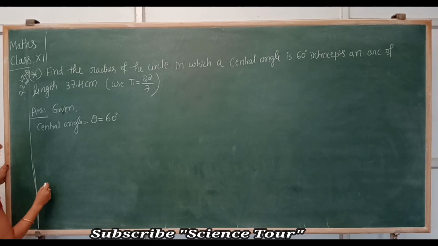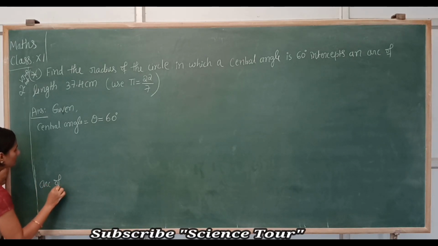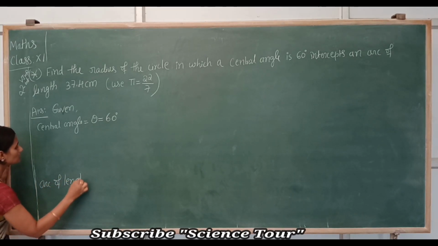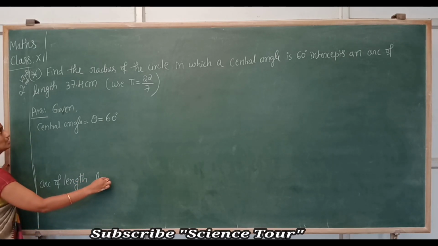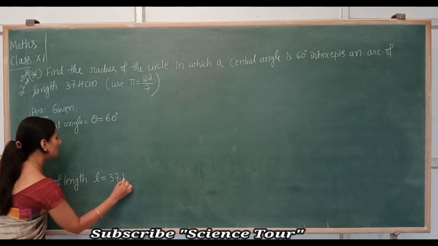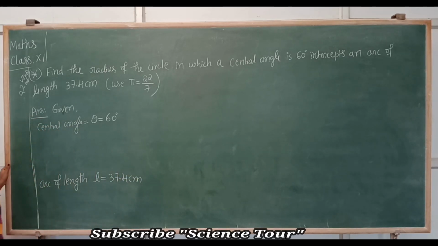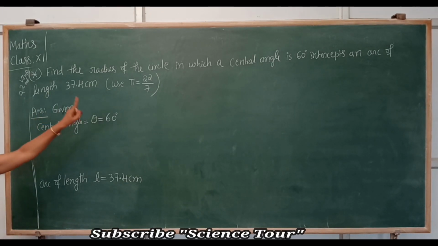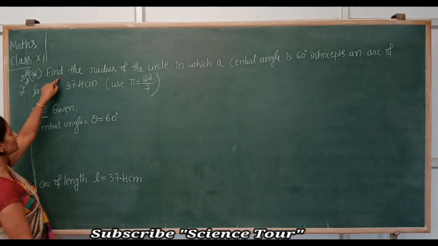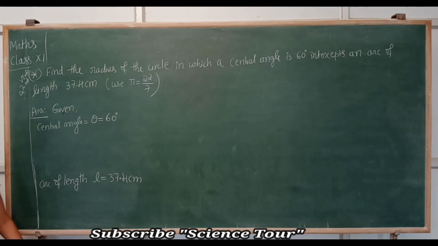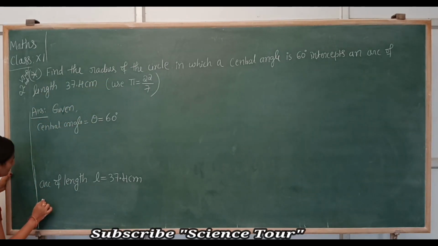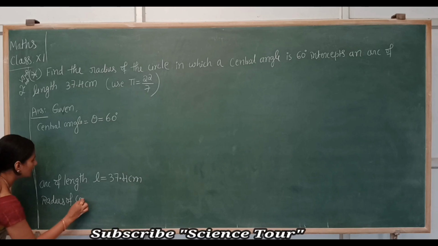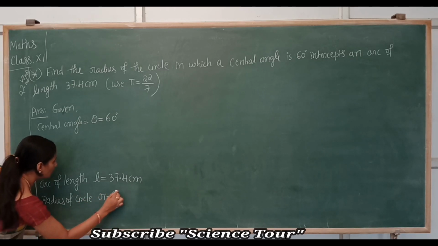Now next what is given? Length of arc. Arc of length is how much? What is the notation? L is equal to 37.4 centimeter, and pi is 22/7. And question is, find the radius of a circle. Find the radius of circle means the radius of circle is your question mark. R is equal to question mark.